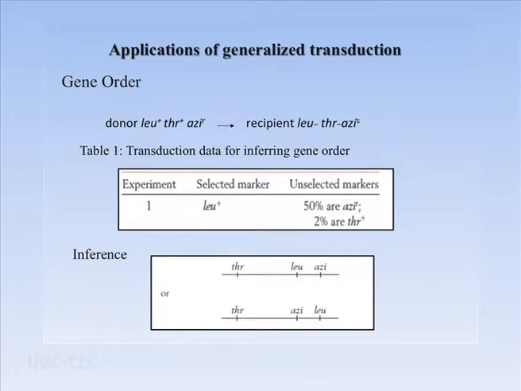So from this analysis, what can we say? We can say that leucine is located close to sodium azide but not to threonine. So it can be either threonine, then leucine, then sodium azide, since those two are closely linked, or it can be threonine, then sodium azide, then leucine. Both cases can be there. Now how can we confirm the positions of leucine and sodium azide?